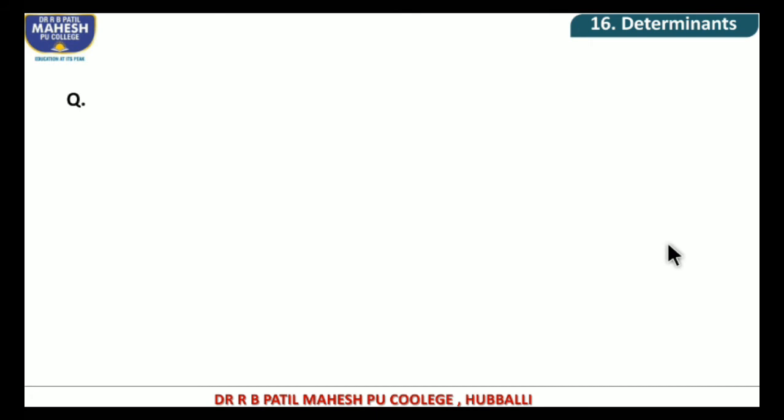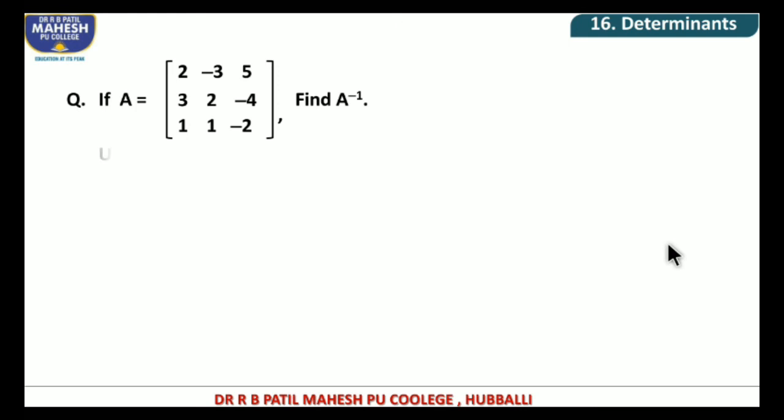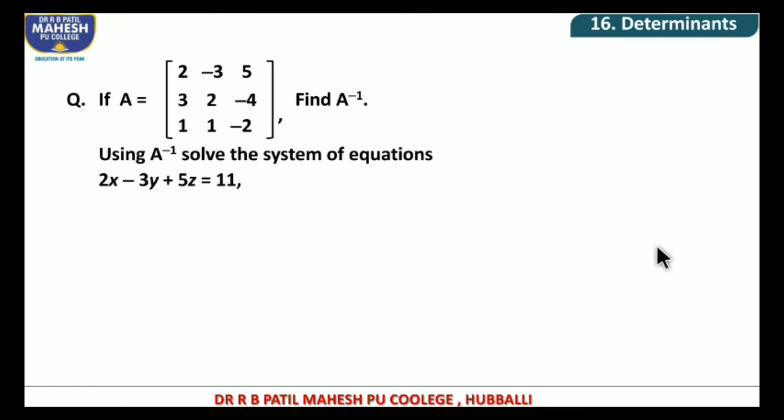Similarly, one more example. If A is equal to 2, minus 3, 5, 3, 2, minus 4, 1, 1, minus 2. Find A inverse. Using A inverse, solve the system of equations. It is also a similar type of example. We have the system of equations 2x minus 3y plus 5z is equal to 11. 3x plus 2y minus 4z is equal to minus 5. x plus y minus 2z is equal to minus 3.